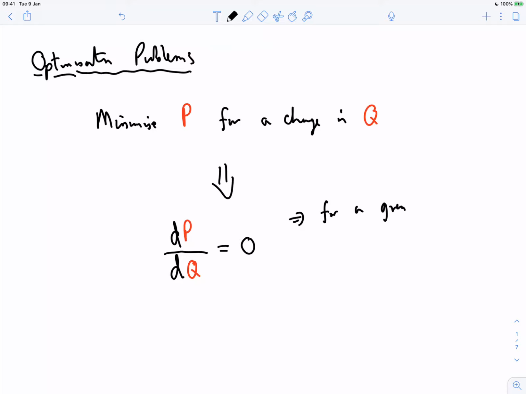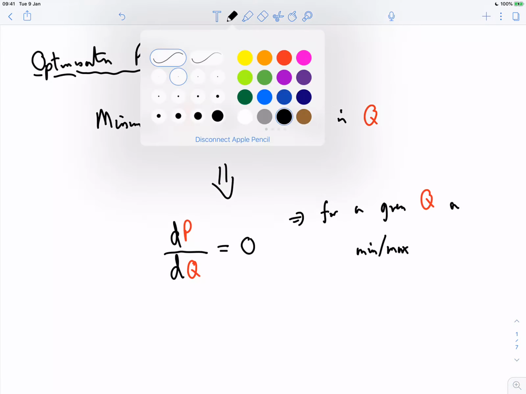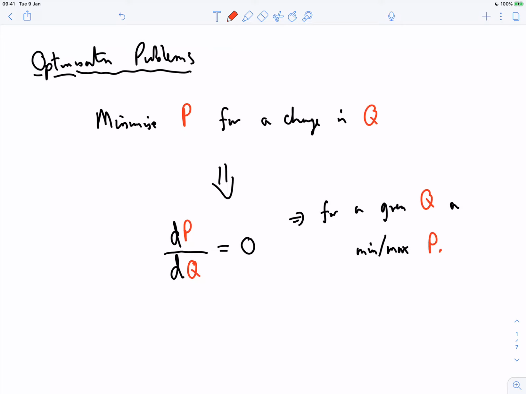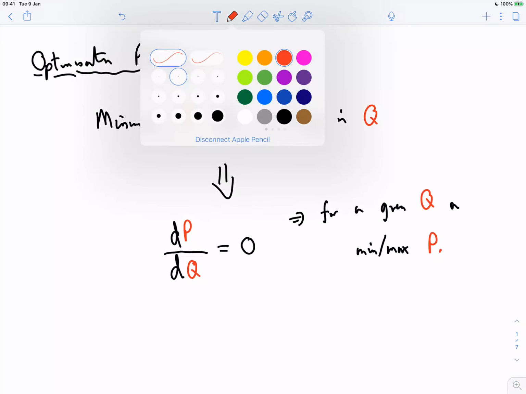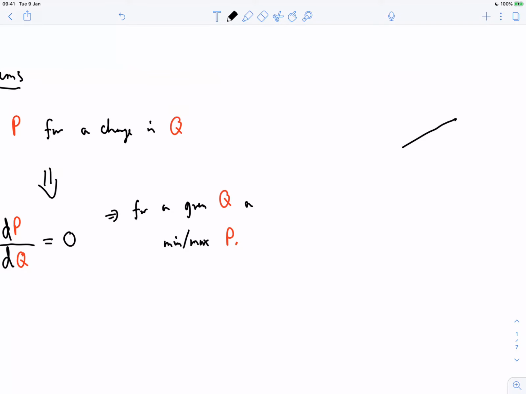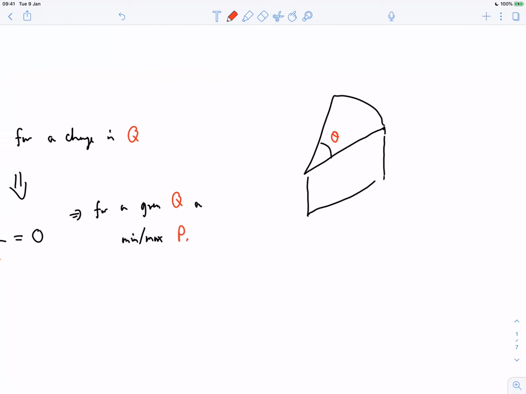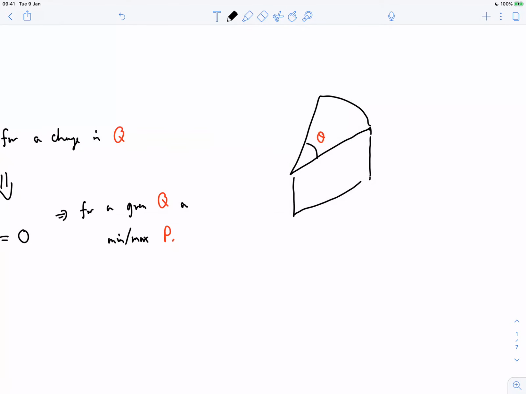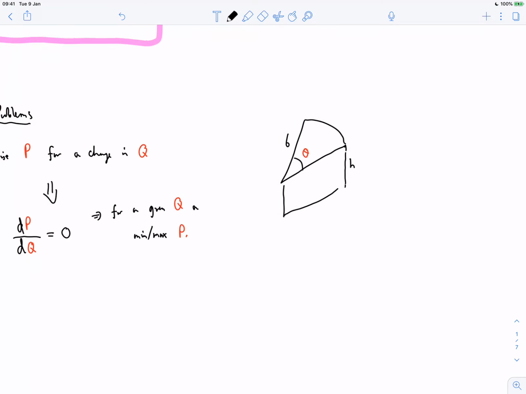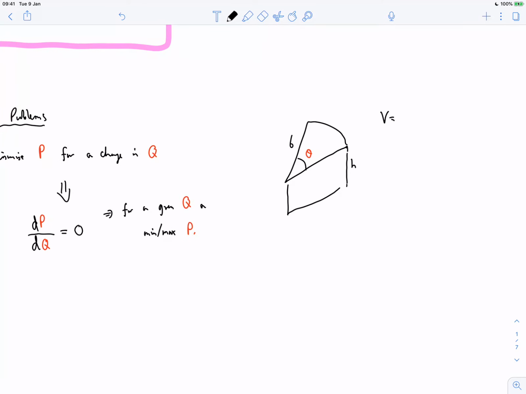I will find, for a given Q value, a minimum or maximum P value. And that's really important. It happens a lot with radian stuff. Let's say, as an example, I've got a wedge like so, and I've got this angle here, let's say that's theta, and I've got a constant radius R of say 6, and I've got a height like this, and then let's suppose I have a constant volume of say 200 pi units cubed.